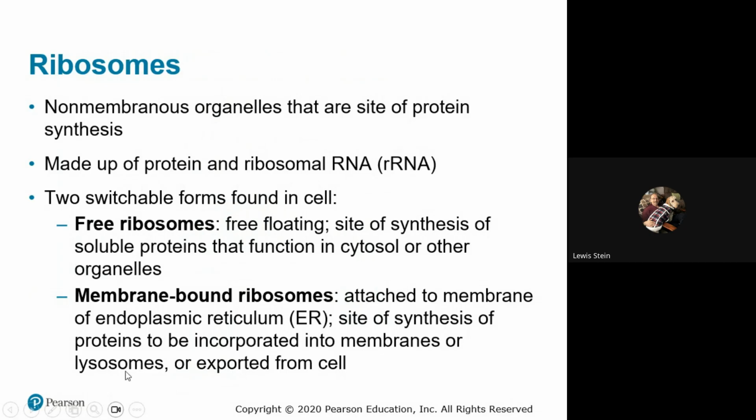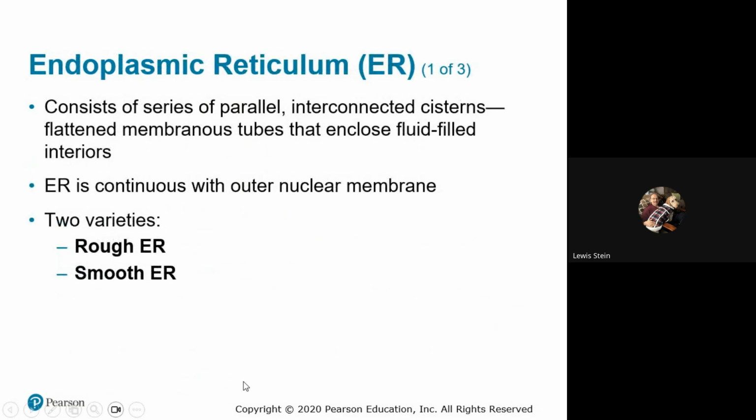And so you can see proteins to be incorporated into any membrane in the cell, lysosomes and their cousin you'll see called peroxisomes, or exported, released from the cell. The endoplasmic reticulum, the endomembrane system, starts at the nuclear membrane, the outer portion. Again, it's a series of membranous materials, tubes, a vast tubular network.